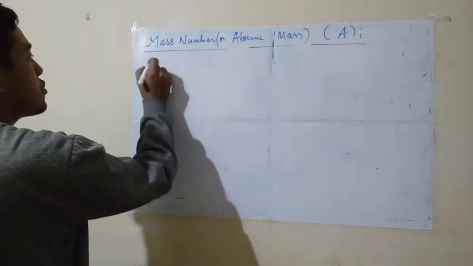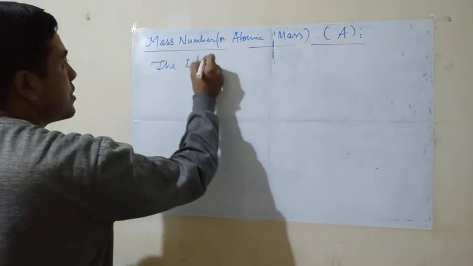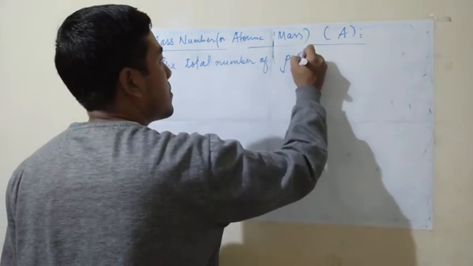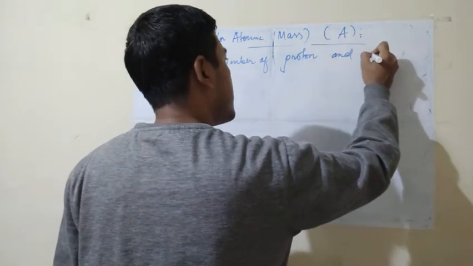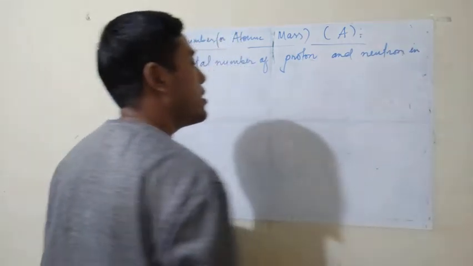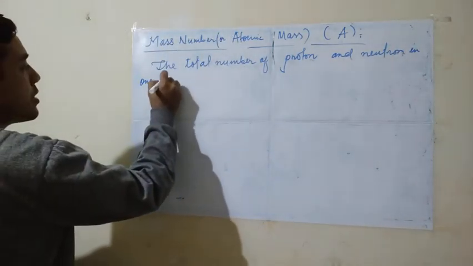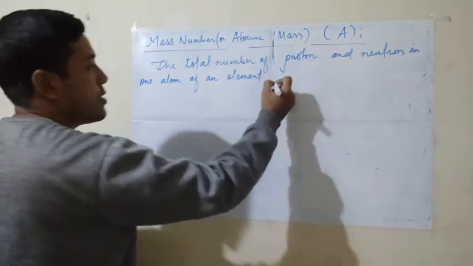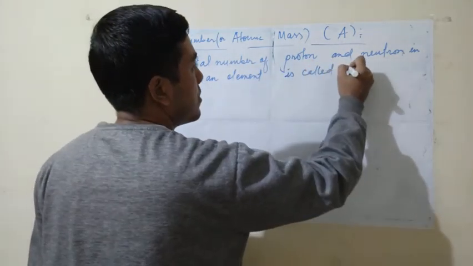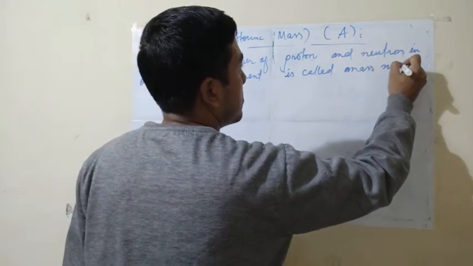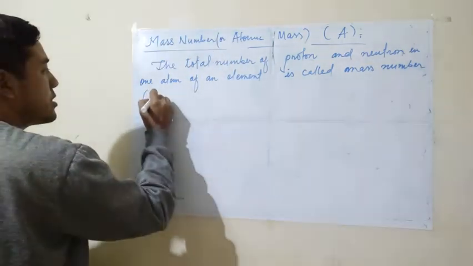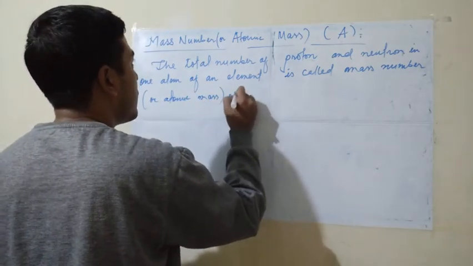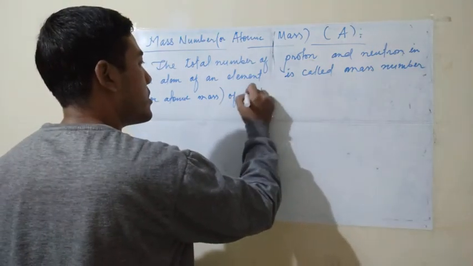The total number of protons and neutrons in one atom of an element is called the mass number, or we can write atomic mass of that element.